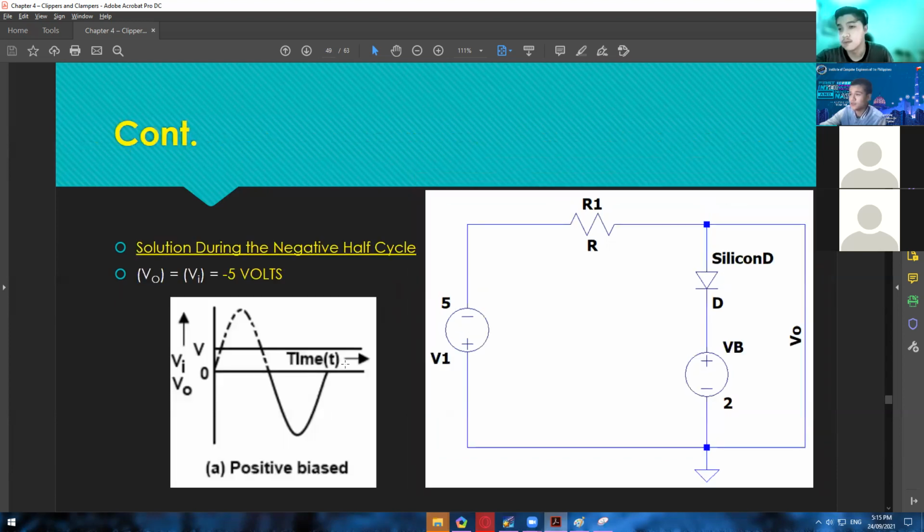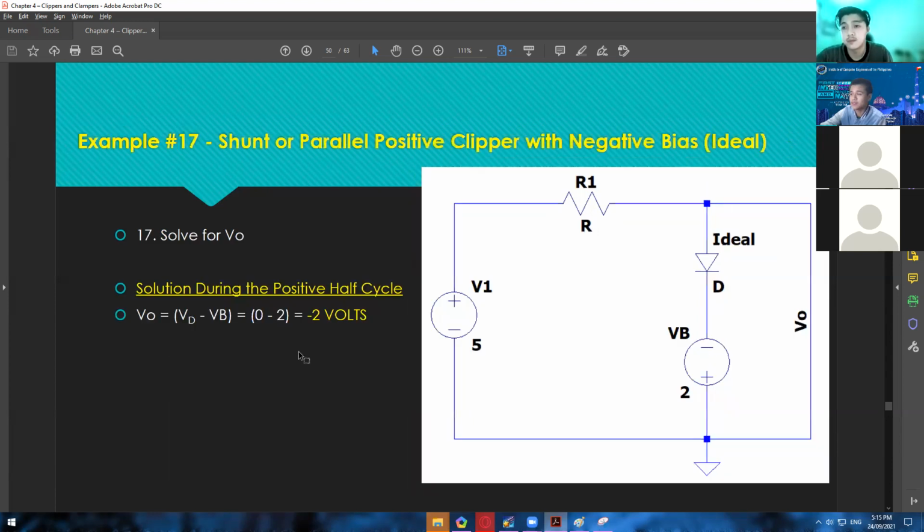Alright, so moving on to example number 17. So this one now is a negative bias. Okay, so we now have negative to negative and then positive to positive. But then again, we still have a higher voltage input. So all throughout, the one that will dictate is this one. Okay, so we have positive to positive, negative to negative. So this will become a forward bias all throughout.